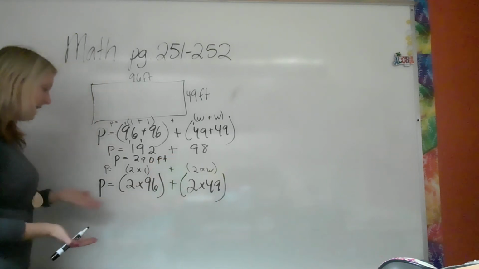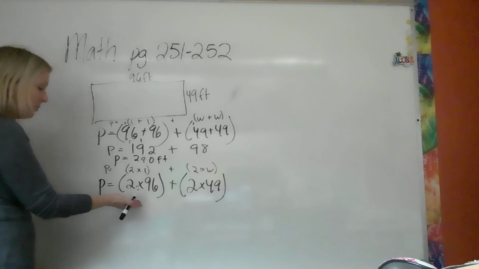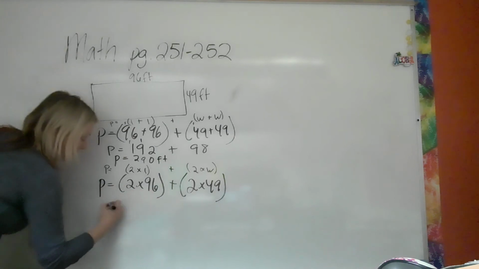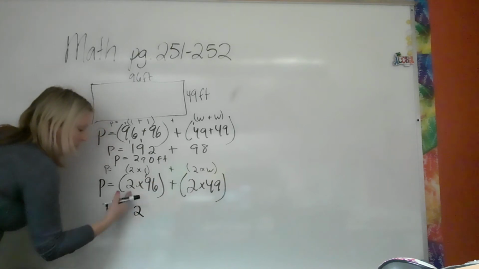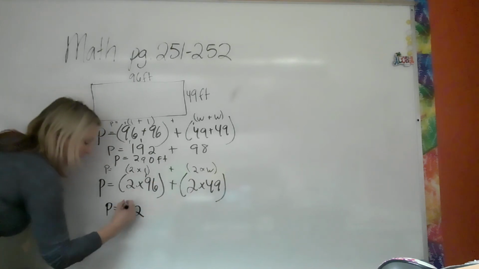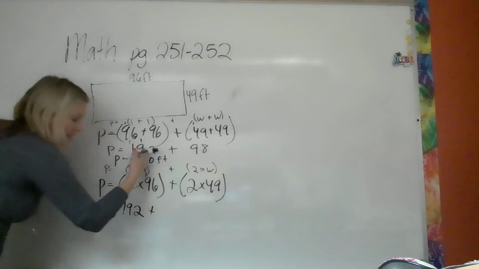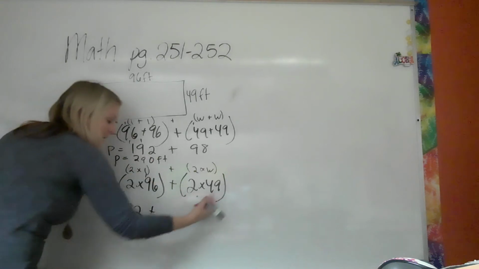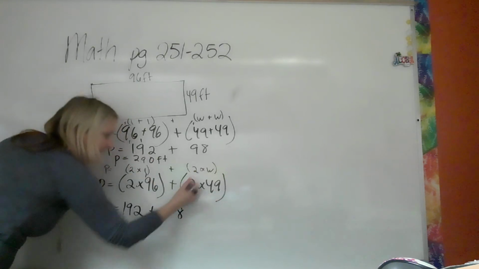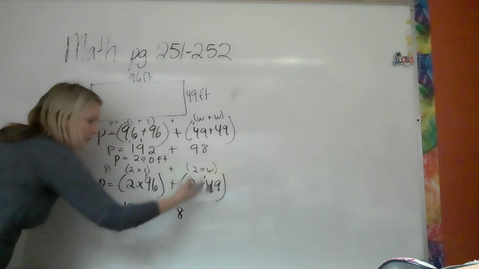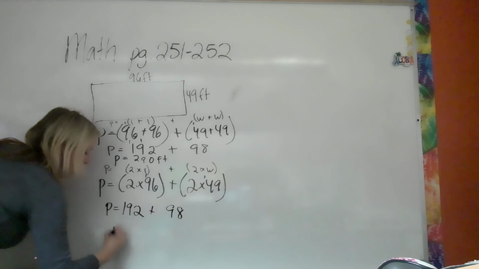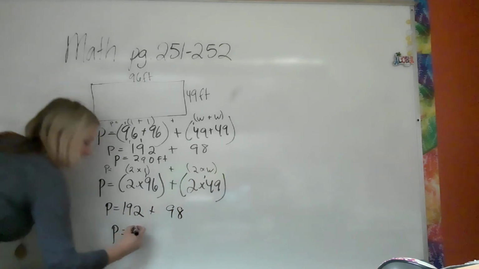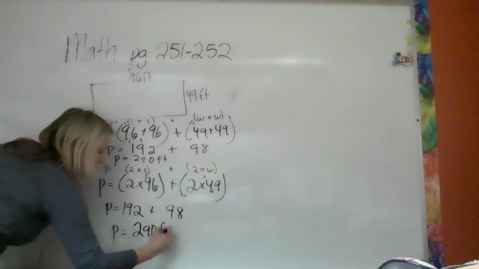Now I could do the same thing down here by doing my multiplication. I could do P equals 2 times 6 is 12, carry my 1. 2 times 9 is 18 plus 1 is 19. Oh, got the same answer, right? 2 times 9 is 18, carry my 1. 2 times 4 is 8 plus 1 is 9. I now have that. I know P equals, if I add them together, I get 290 feet.